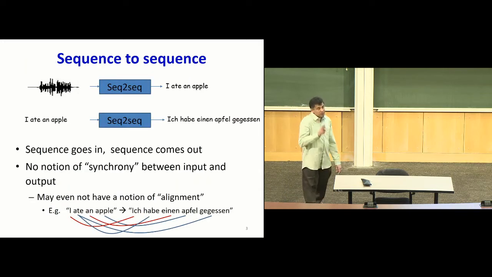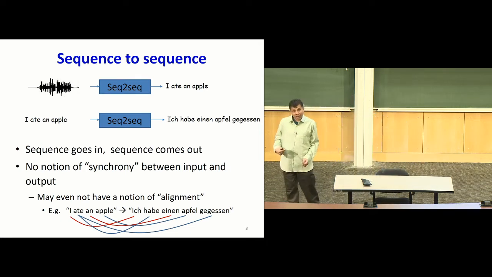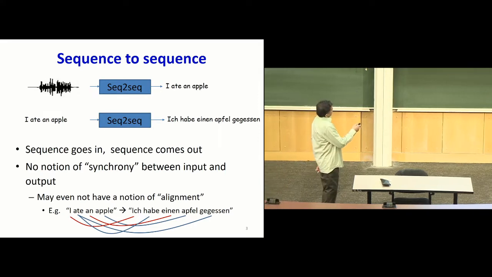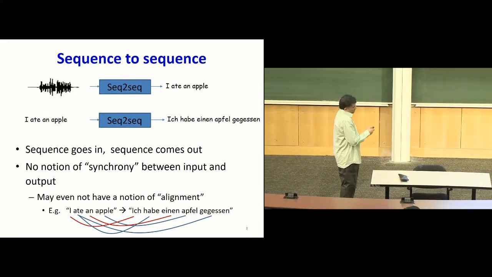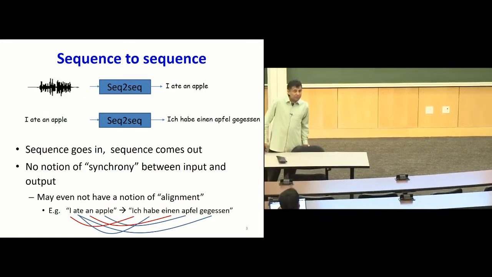We saw two different variants of this problem. The first one, where we do have a notion of an alignment. For example, in speech recognition, speech samples go in and words come out. There is order correspondence between the input and the output. So the order of words in the output is the same as the order of the samples in the input.